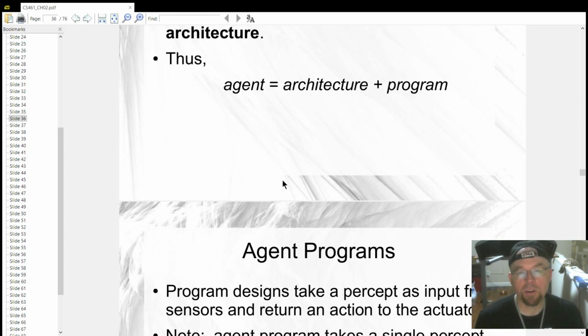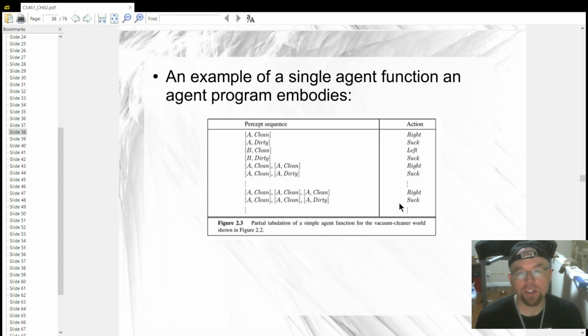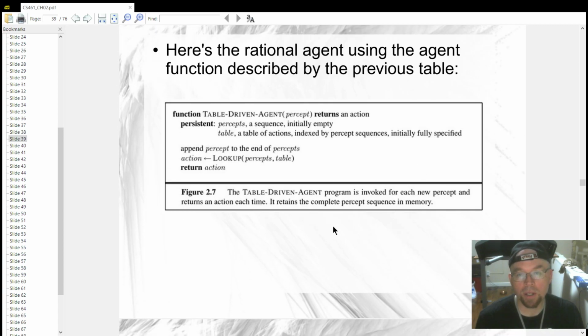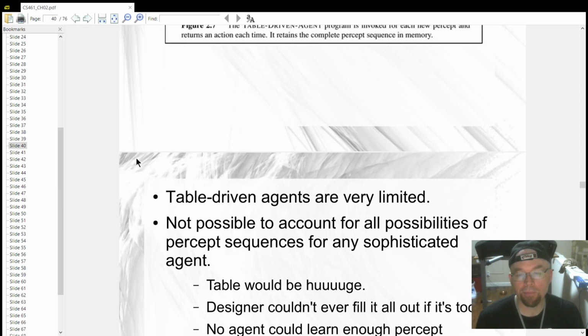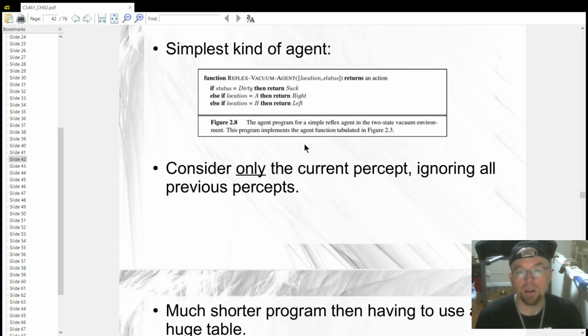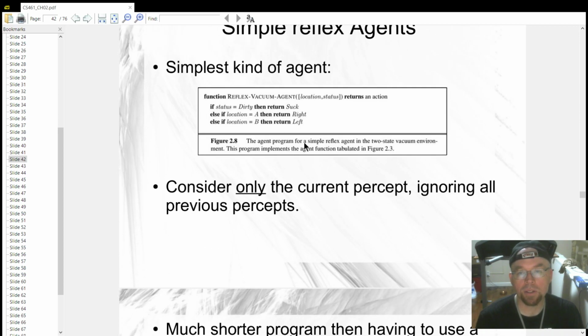So in terms of defining the agent function, feel free to use a table if you want, okay? You can look something like this, refer back to figure 2.3. Or you can do something like this, right? Where you're just doing a bunch of if, else if statements. You could do that too, right? That'll be fine.